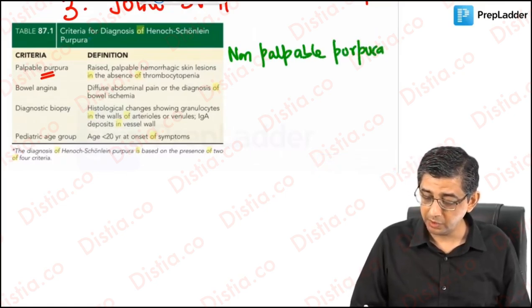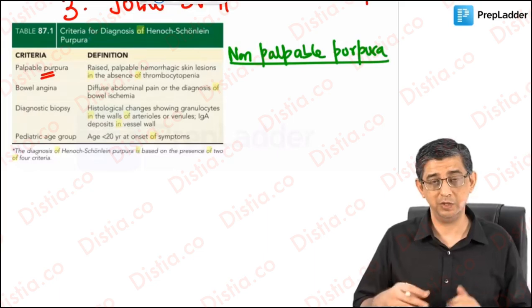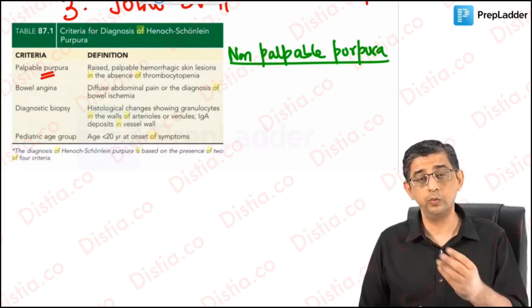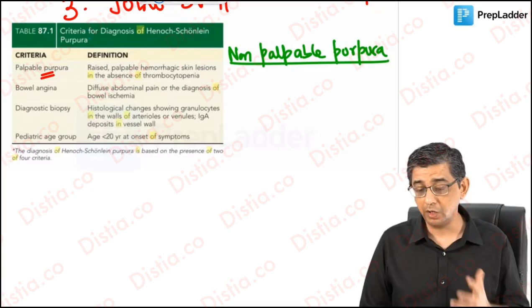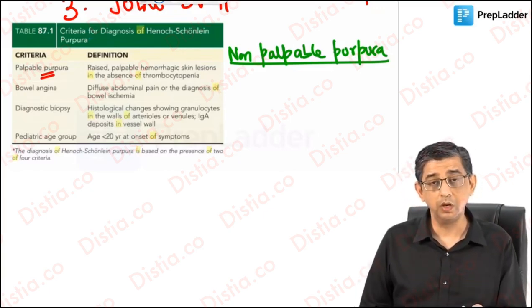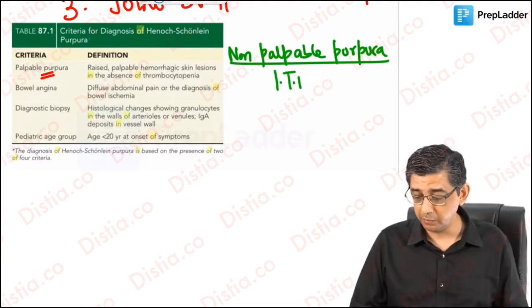Yes guys, can you tell me a condition causing non-palpable purpura? You see, the thought process of ours is, when I ask this question, most guys say, sir, you yourself told us purpura is a palpable bleed in the skin. If purpura is a palpable bleed in the skin, then how is it possible to be non-palpable? Well, my explanation is, if purpuras are very small, they may not be palpable. When would you get it? It's possible with ITP, idiopathic thrombocytopenic purpura.